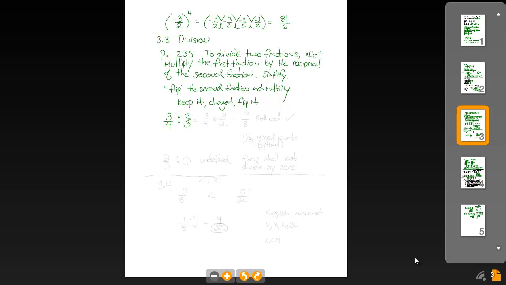And what that means is keep 3/4 as is, change the division to multiplication, and flip that fraction. Actually take it and flip it over. So you got 2/3. What will happen if I flip 2/3? 3 2s. Keep it, change it, flip it.